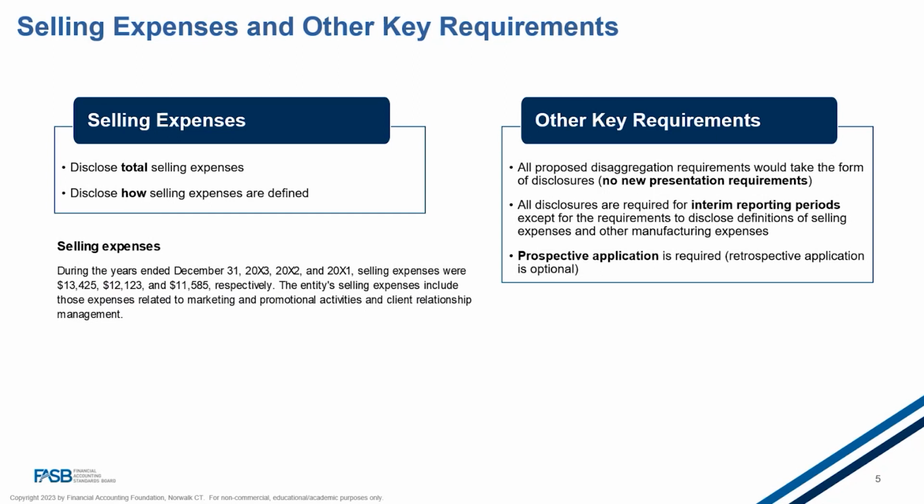And the final point to highlight is that the proposed disclosures would need to be provided in the period of adoption and going forward. This means that entities would not be required to provide the disclosures for the comparative prior periods. However, entities would have the option to provide information for those comparative prior periods.